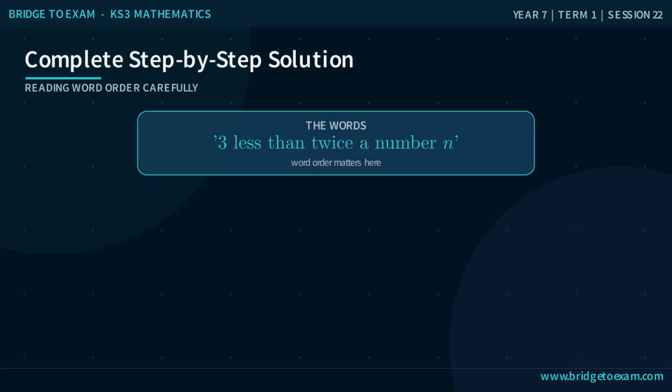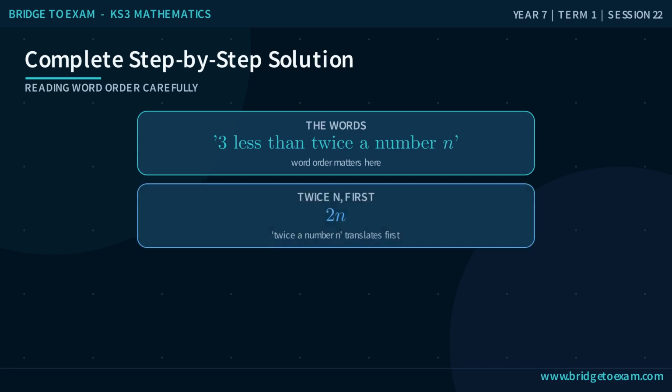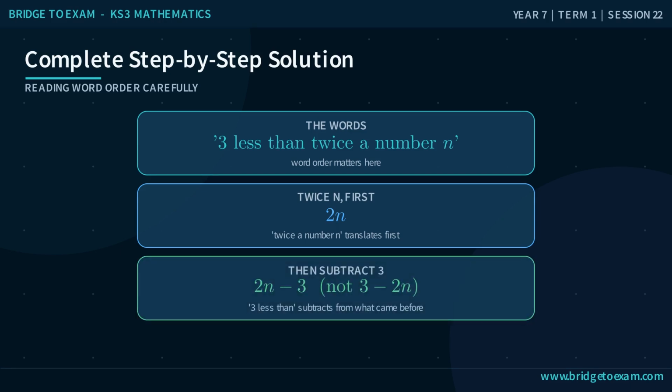Complete example. Write 3 less than twice a number n as an expression. Word order matters here. Twice a number n is 2n. 3 less than means subtracting 3 from it, not the other way around. Putting it together, 2n minus 3, not 3 minus 2n, which would say something completely different.